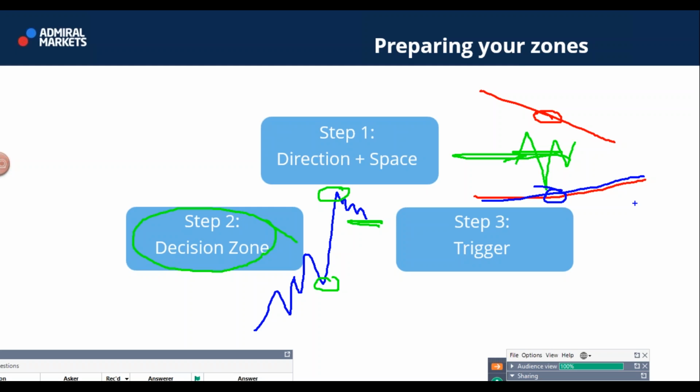So a decision zone could be a triangle. It could be this fib where I'm waiting for price to reach. So then I determine that decision zone, and the last step is waiting for a trigger. Many traders, or some at least, don't wait for price to reach that decision zone. They get nervous and take the trade even though the price didn't reach it.